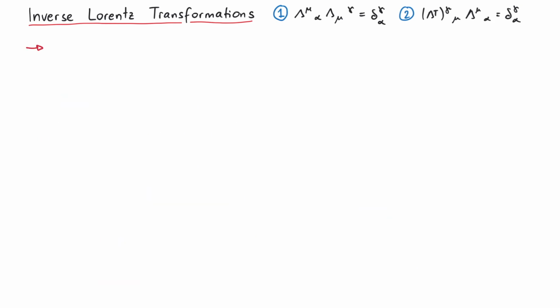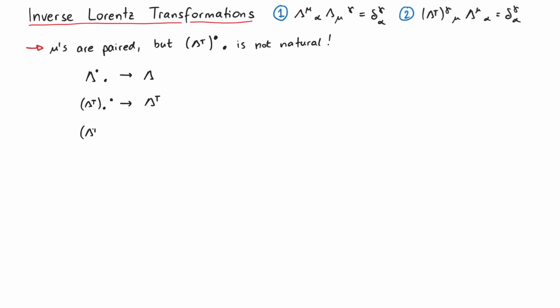Here, the indices mu are paired up right next to each other, but the transpose matrix is not in its natural index position. Remember that lambda corresponds to upper-lower, and the transpose corresponds to lower-upper. So a transpose with upper-lower indices is not immediately clear. But same as before, we just have to use the metric to pull some indices until everyone has its natural index position. In summary, a transposed lambda with upper-lower indices should be written as the metric, a transposed lambda, and the metric, such that the equation looks like this.